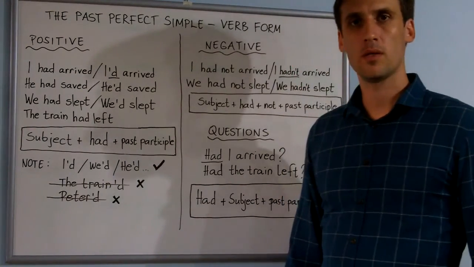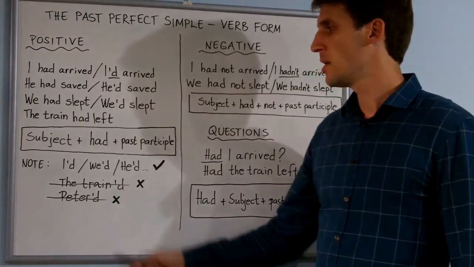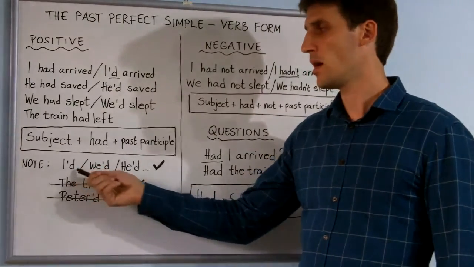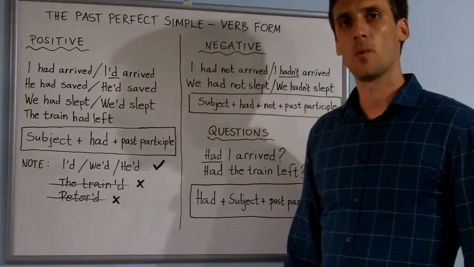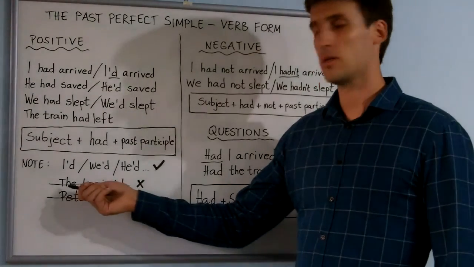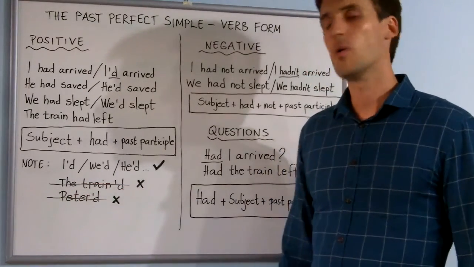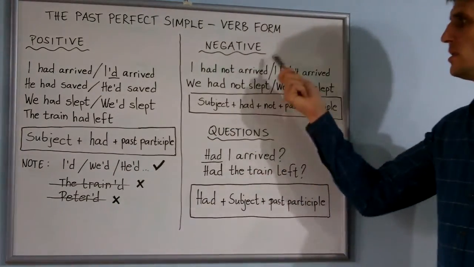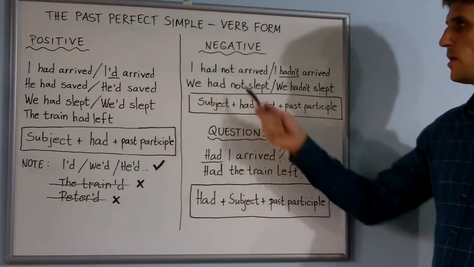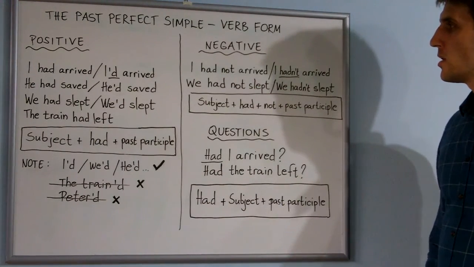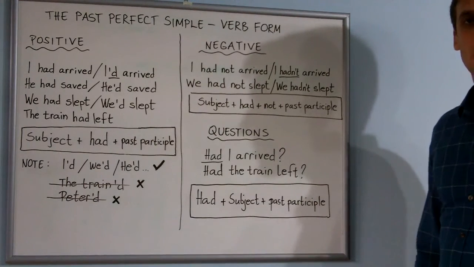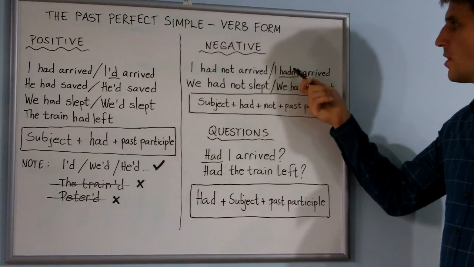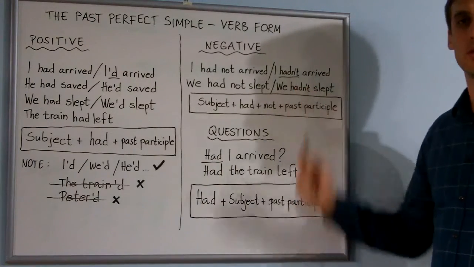Also, we use the contracted form for had, usually with personal pronouns. I'd, we'd, he'd. We don't use it with a subject that is a noun or a personal name. To make negative sentences, we add the word not here. So we have examples: I had not arrived or I hadn't arrived. Hadn't is again the contracted form of had not, and it's usually used in spoken language.